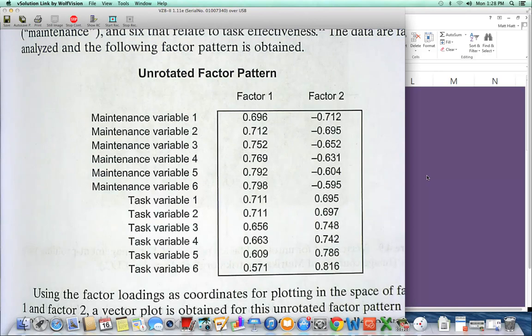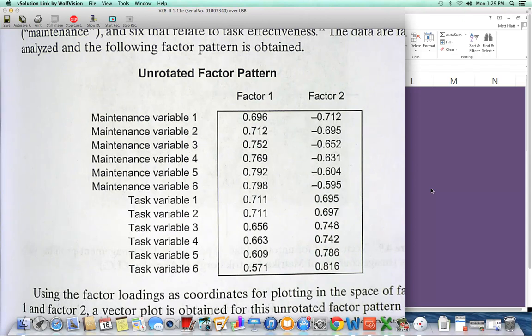This is video 4.20 on the rotation of the factor pattern. Now with factor analysis and PCA, we often use those for dimension reduction, simplifying the data down to a smaller set of variables. But the data are more meaningful with the rotation or reconfiguration of the latent variables. So we are going to demonstrate that in this video.